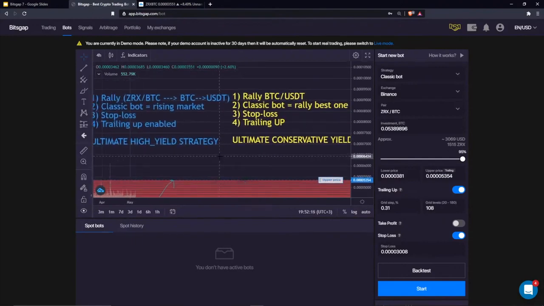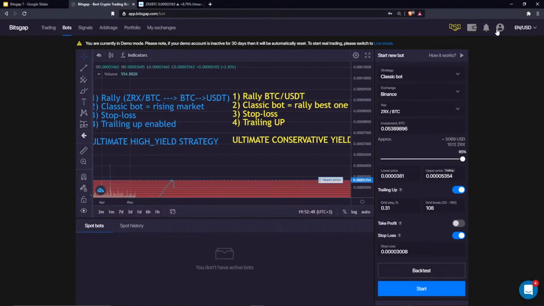So the next thing to consider is, okay, we covered the classic bot, strategies to achieve the high yield strategy covered, conservative yield also covered, and the sideways market, we also covered. So now what is left is actually the combo bot. This is where most of your experience is required, and that is not for the beginners.